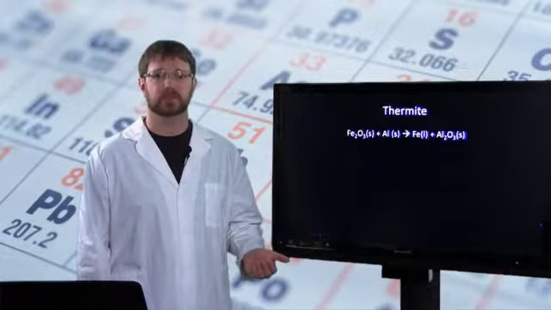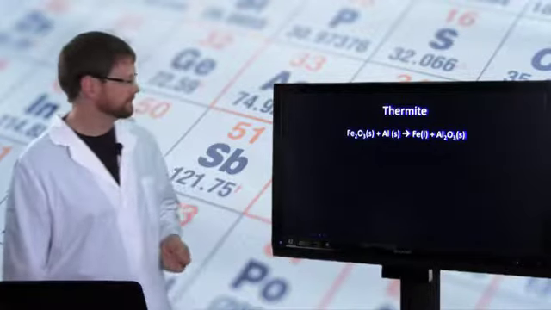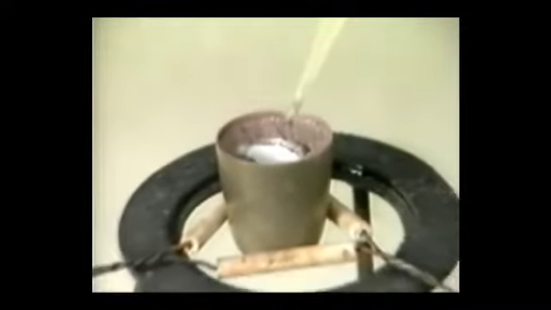This is what's called a thermite reaction. What is happening here is iron oxide, or rust, is reacting with aluminum to produce pure iron and aluminum oxide. Now, this reaction is so violent and so hot, it actually melts the iron.